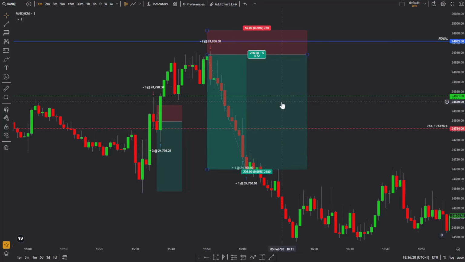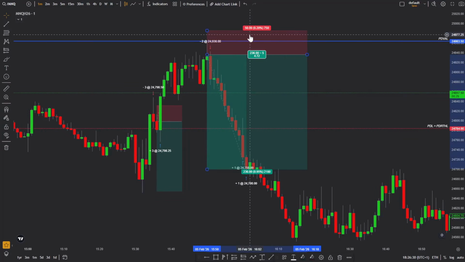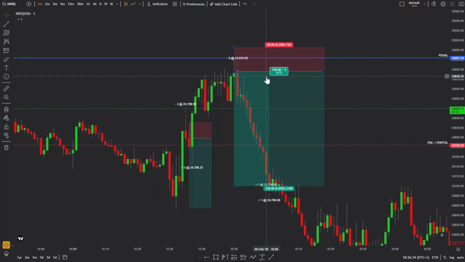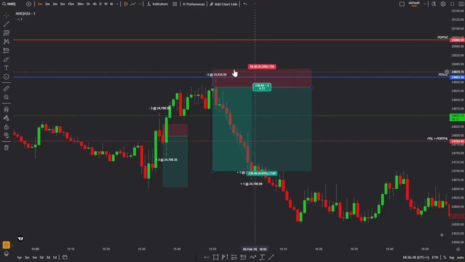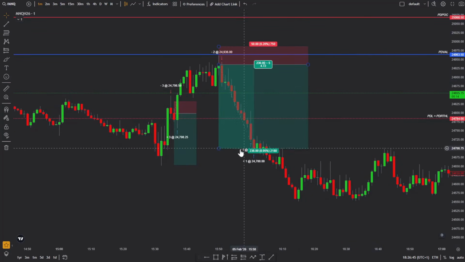And obviously you can see that my stop loss was 50 points on Nasdaq. I'm used to trading ES, so 50 points sounds like a lot, but all in all, I think it was a pretty decent stop loss placement. Not too tight and not too big as well. And the exit was pretty good as well.